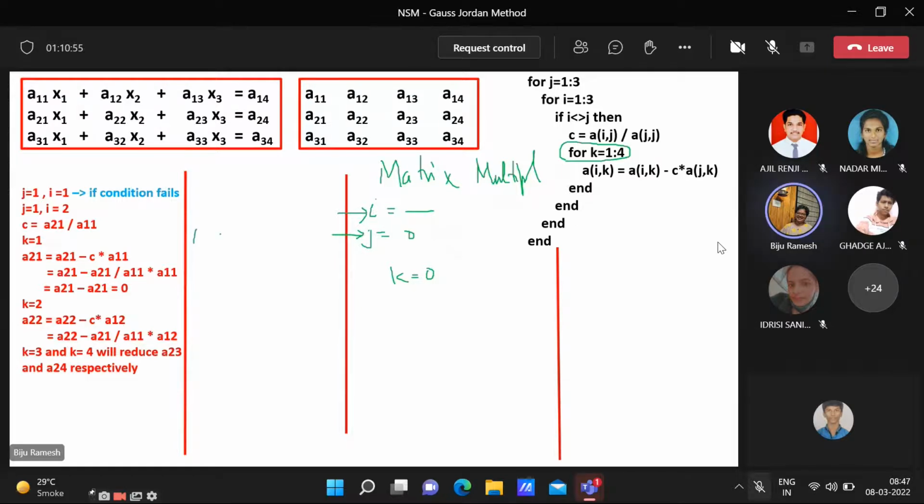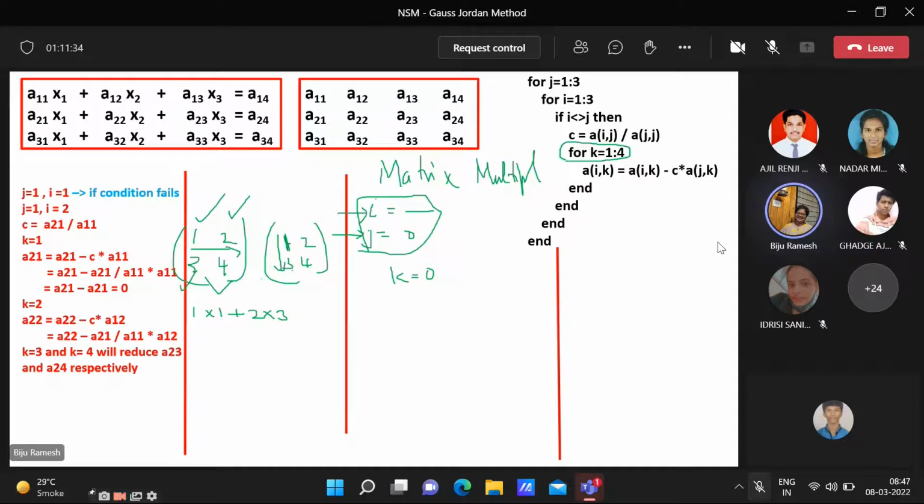Suppose you have a matrix 1, 2, 3, 4, and another matrix 1, 2, 3, 4. How do we multiply the matrices? We always say 1 into 1 plus 2 into 3, the first row and first column. We take it this way, and then we get the first element. Now, we have a method to traverse through all the elements in the matrix. We need two loops to traverse through the elements in the matrix.